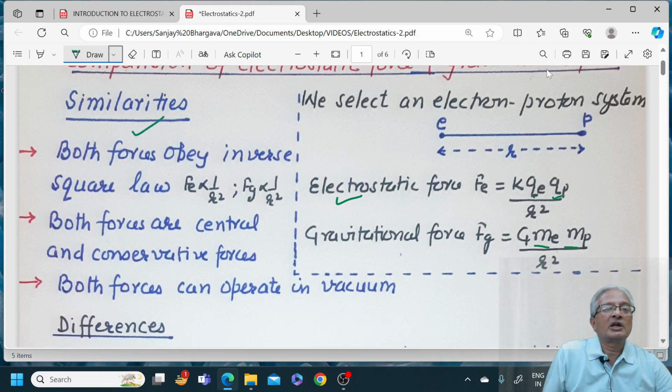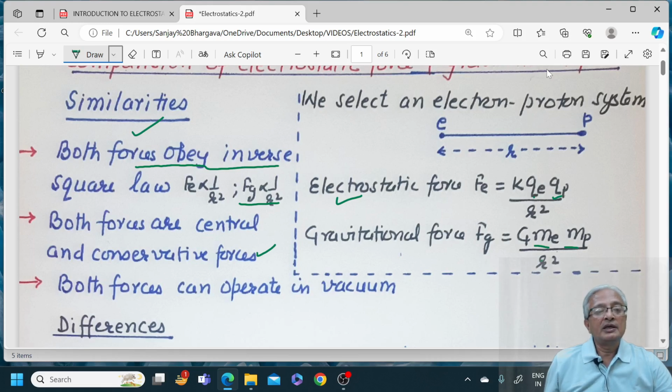First of all, what are the similarities? Both the forces obey the inverse square law. Fe is proportional to 1 upon r square. Similarly, Fg is also proportional to 1 upon r square. Both the forces are central and conservative forces. If they are conservative, that means the work done by the force along a closed path would be equal to 0, or the work done by the force will be path independent. Both the forces can operate in vacuum.